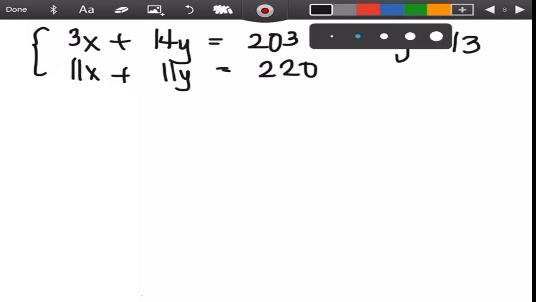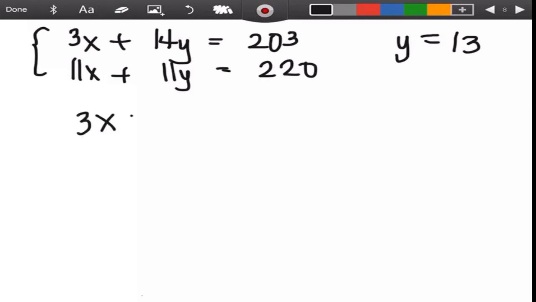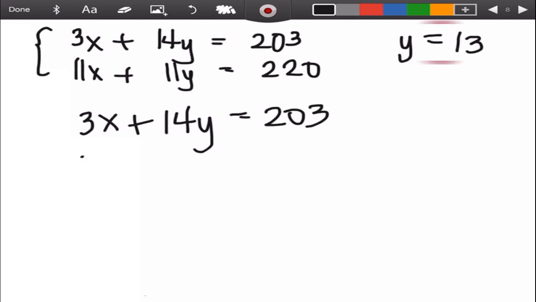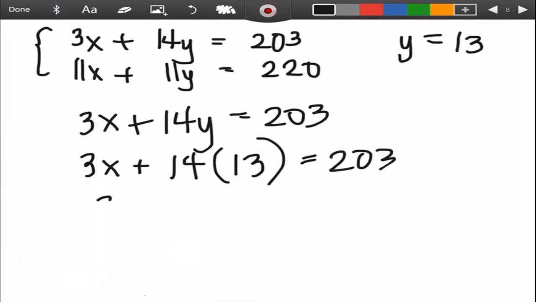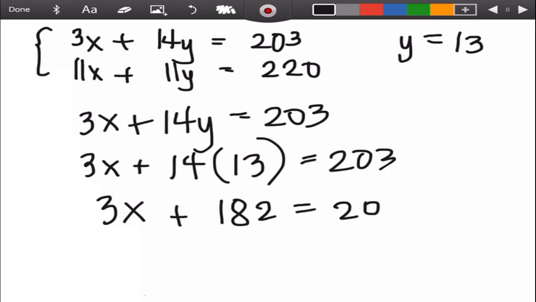What is the value of x? We will return to the original equations. We will use the first equation, 3x plus 14y equals 203. And then substitute the value of y. So we have 3x plus 14 times 13 equals 203. Copy 3x. 14 times 13, that is 182. Copy 203.